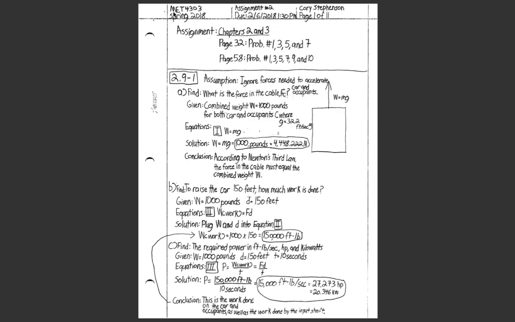So, up here I have the course number, and below that I have the semester in which I took the course. Over here I have the assignment number and the due date for that assignment and the time that it was actually due. Over here I have my name and the current page out of the total number of pages underneath that.